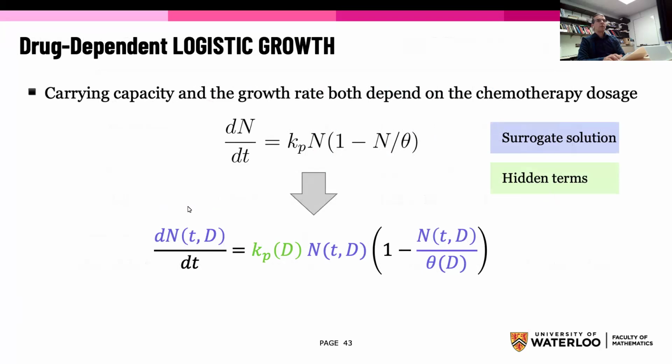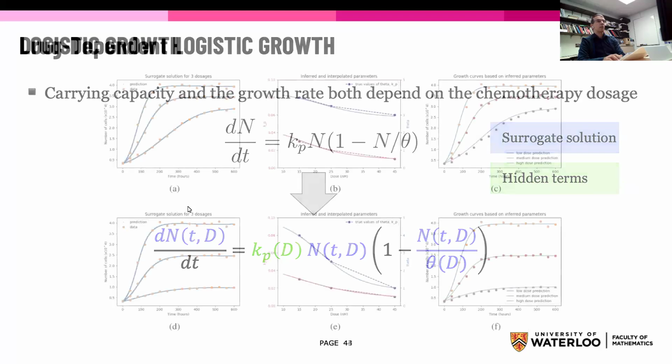So here, the proliferation rate and carrying capacity depend on the chemotherapy drug, and PINNs can be used to fit separate parameters for each dose, but this can be time consuming, but UPINNs can easily incorporate between these dosages, making the process more efficient.